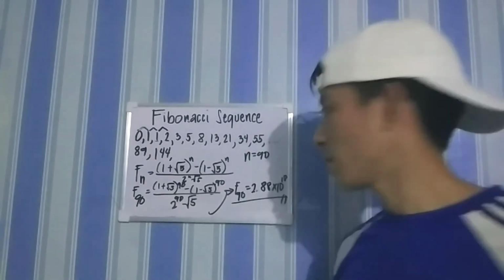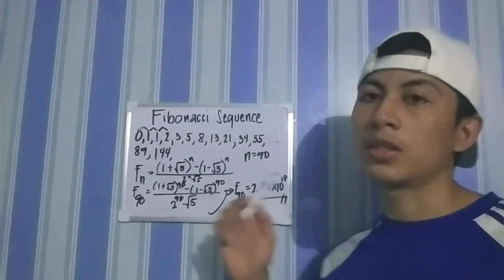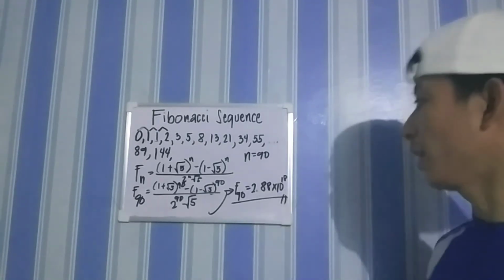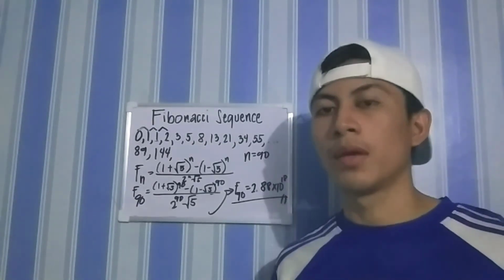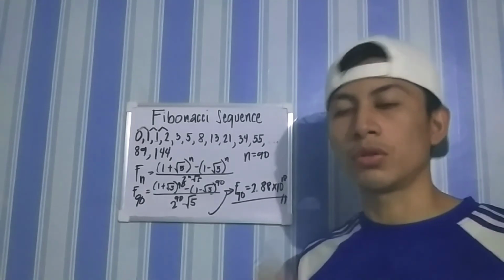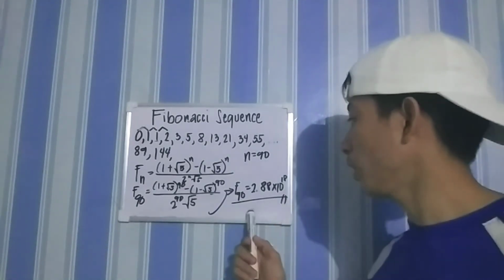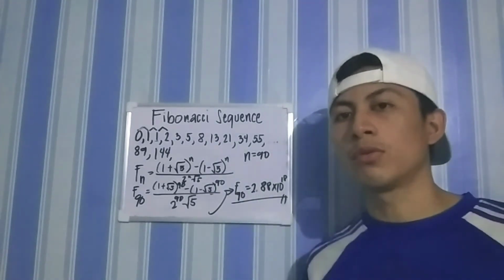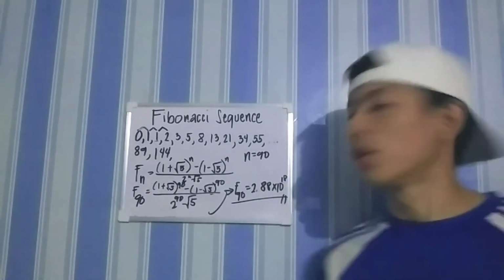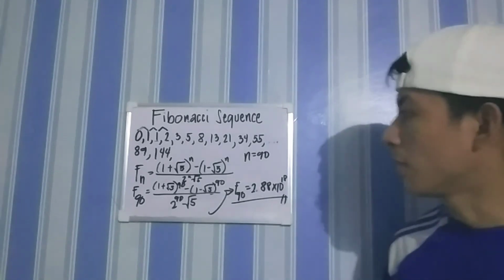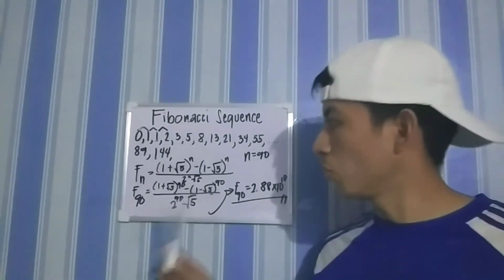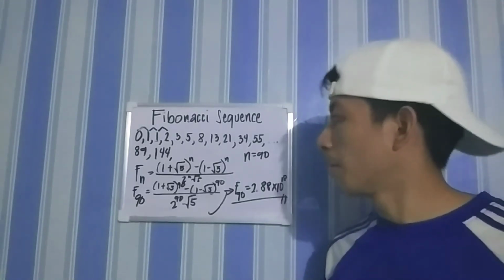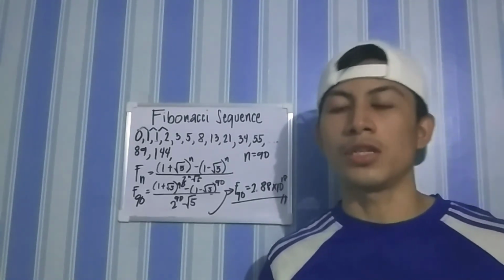So mahaba yung sagot sa ating f sub 90, no? In-approximate ko lang siya by 2 decimals, which is 2.88 times 10 raised to 18. So kapag pinapakompleto sa inyo ng prof nyo yung sagot nyo, kumpletuhin nyo, no? Also, pwede rin ganito, kung okay lang sa prof nyo. Pero kung pinapahanap niya, kumpletuhin nyo. So that's it guys. Yan yung way sa pagharap ng any numbers sa Fibonacci sequence.